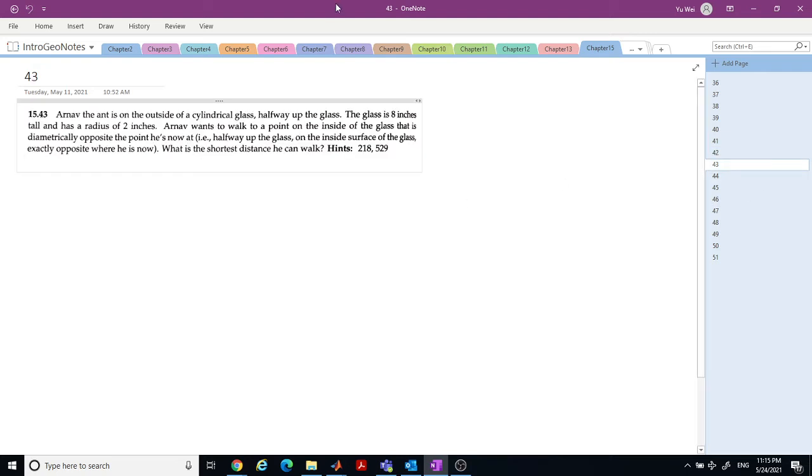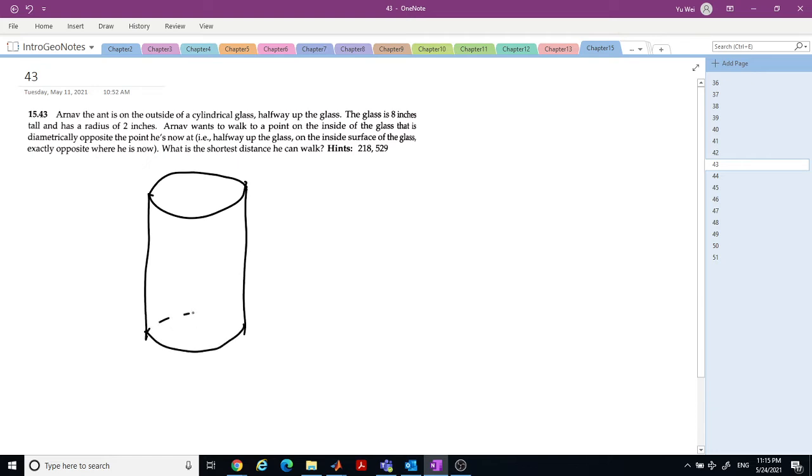Next, we know the end is on the outside of the cylinder glass and halfway up the glass. Okay, so there is a cylinder glass.